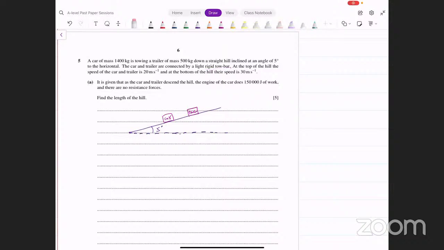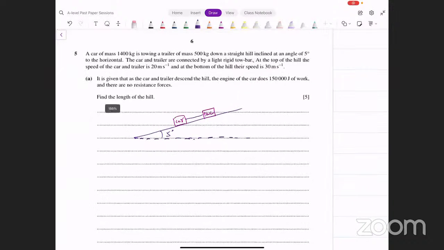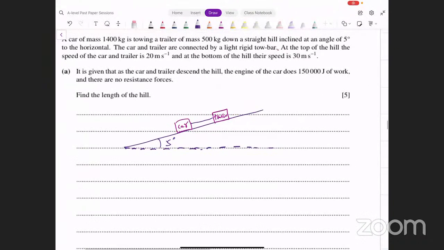Now, it's not a string. Keep that in mind. It's a rigid tow bar. Rigid tow bar में you have to be aware कि आपकी टेंशन के बजाय थ्रस्ट भी हो सकती है, राइट? थ्रस्ट भी हो सकती है. फॉर आवर पर्पसेस जस्ट नो कि जो आप टेंशन की वैल्यू कंसिडर करेंगे ना, वो नेगेटिव आ सकती है इसमें, बिकॉज जो रिजिड ऑब्जेक्ट्स होते हैं ना, वो पुश भी कर सकते हैं, राइट? वो पुश भी कर सकते हैं.